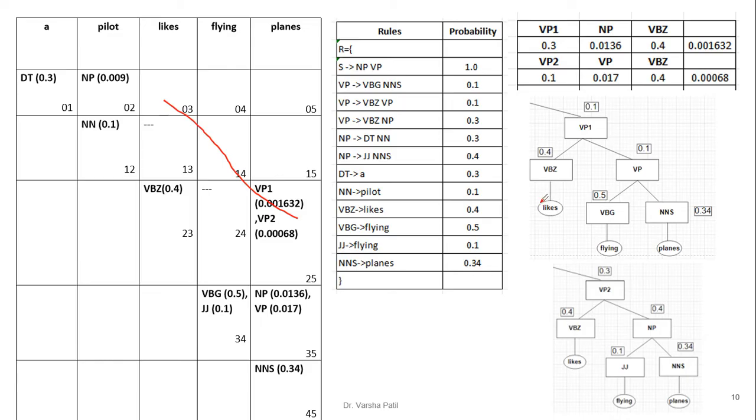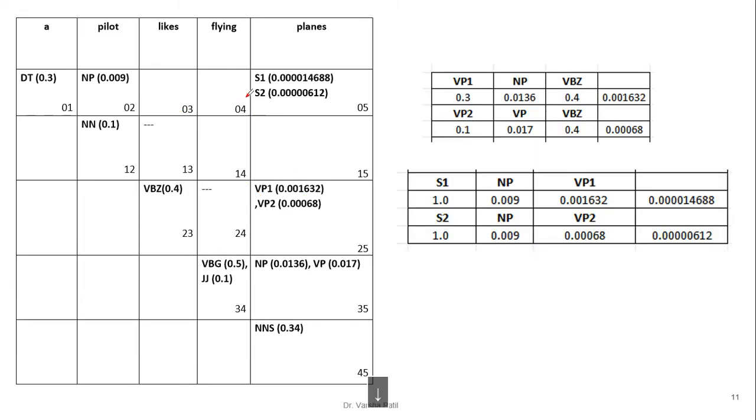Now the VBZ likes gets attached, one with the VP and one with the NP. So we are just adding the VBZ 0.4 multiplying, and VP2 is already given, that is when we form VBZ NP it is 0.3, and when we form VBZ VP it is 0.1. So in this we are multiplying the probabilities. Now in the next there is no formation of rule, so this is empty.